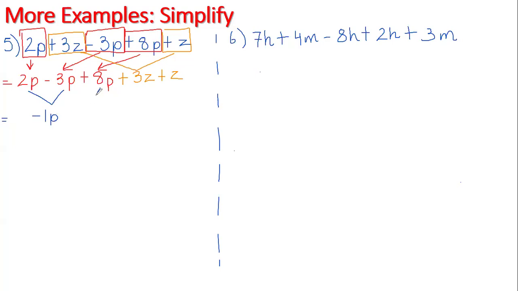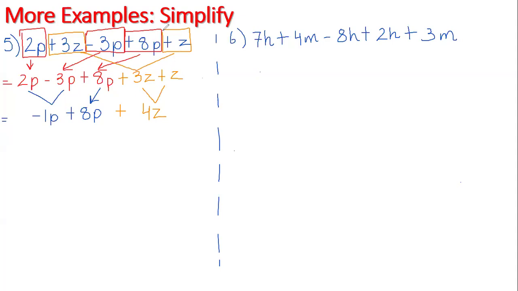We bring down the 8p, right? And then we have to do 3z plus z. What is 3z plus z? That's going to give us 4z. So 3z plus z is 4z. So you have negative 1p plus 8p plus 4z.